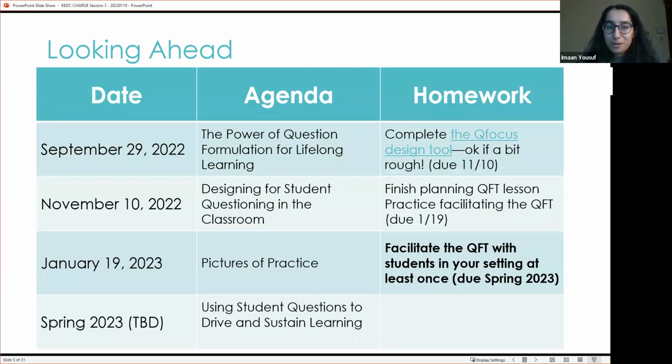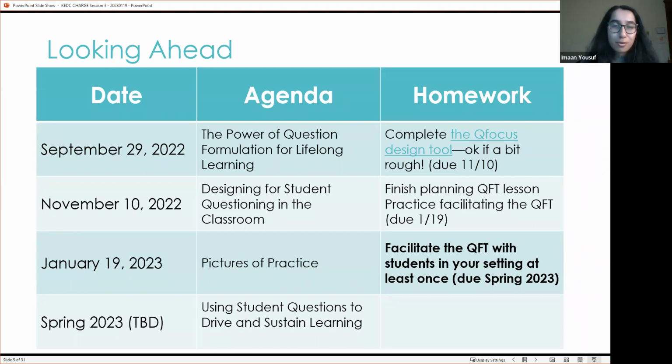So I want to thank you all for all the work you've been doing up to this point and that you continue to do. I know after our first session in September, we asked you to complete your very first Q Focus. And after our last session in November, we put you to work to finish a QFT lesson and ideally practice facilitating it at least once. It didn't have to be with your class, but just practice facilitating it with maybe a forced family member or a few helpful students, to get a taste of that facilitation.